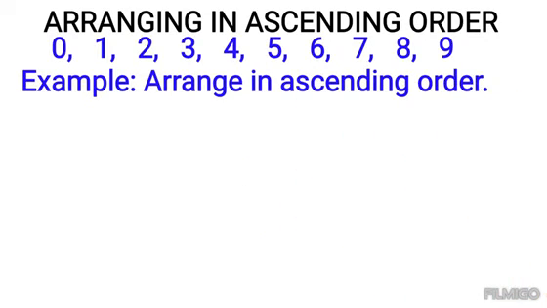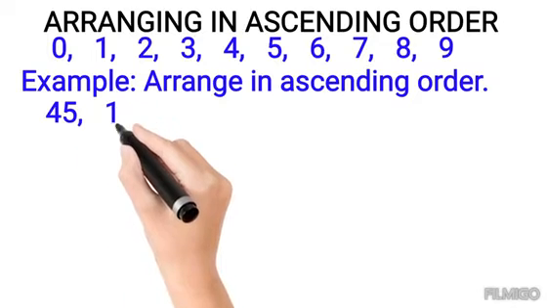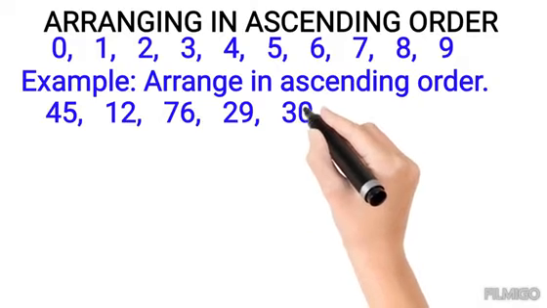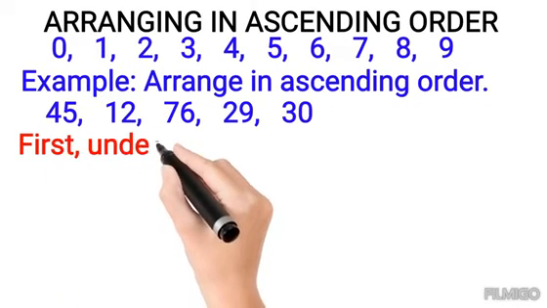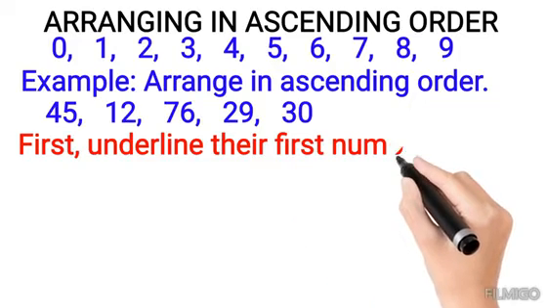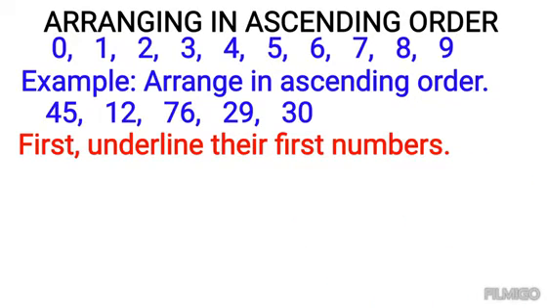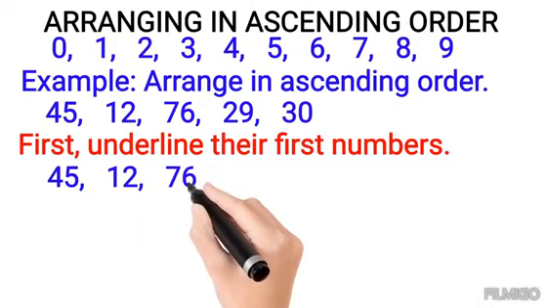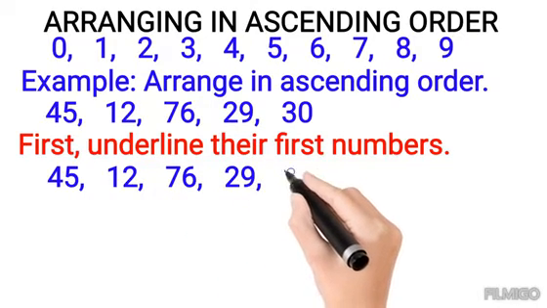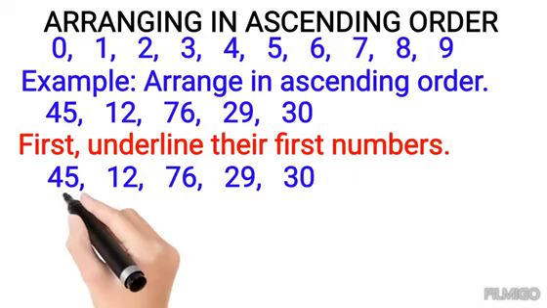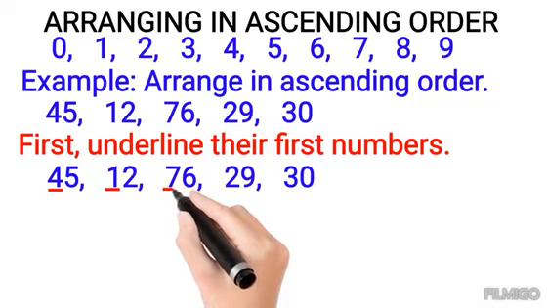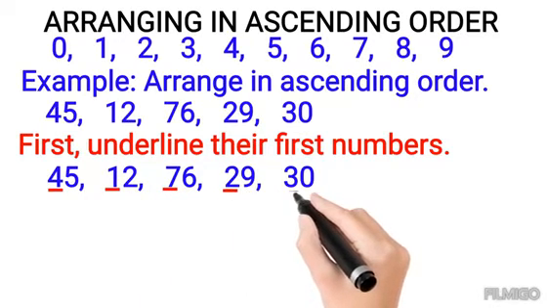Now let's look at the example. Arrange in ascending order. We have our numbers given. So, we have 45, 12, 76, 29, and 30. The first thing to do is underline their first numbers. So we are going to write out our numbers first, which is 45, 12, 76, 29, and 30. Next, we underline all the first numbers. So I have 4, I have 1, I have 7, I have 2, and I have 3.